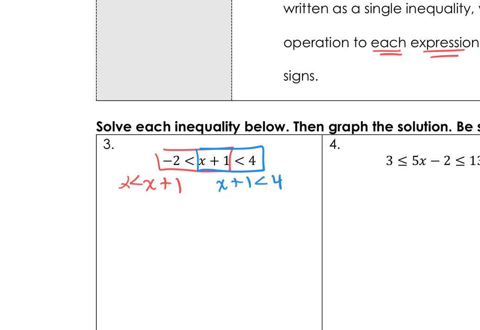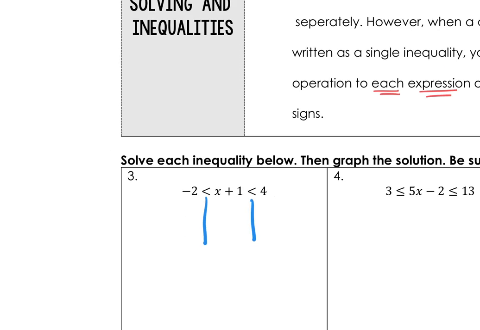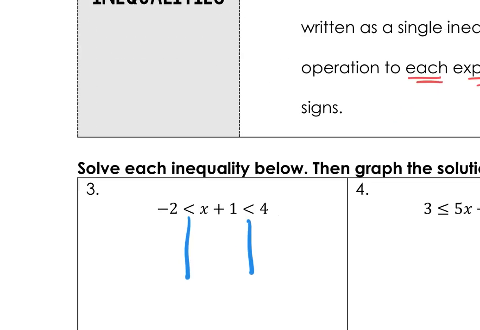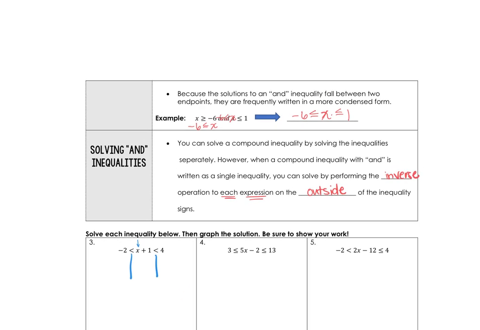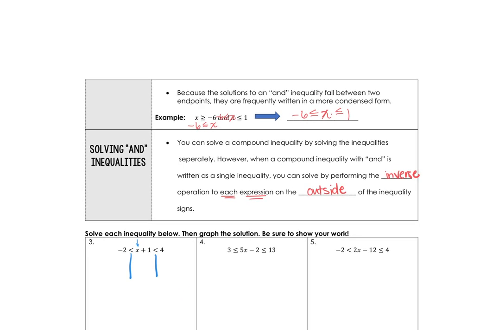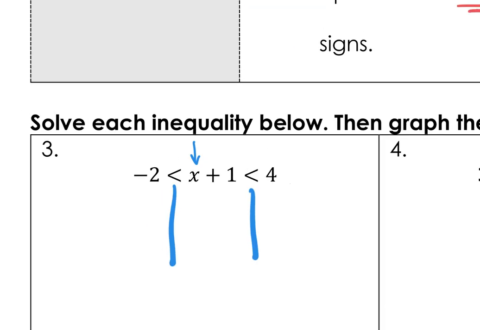So instead of doing this, we're going to take advantage of this condensed form, and we're going to get this x in the middle so that our final answer looks like this, where our x is in the middle, by using those inverse operations. So what's in the middle with x? A plus 1. How do we undo plus 1? So I'm going to minus 1 to both endpoints.